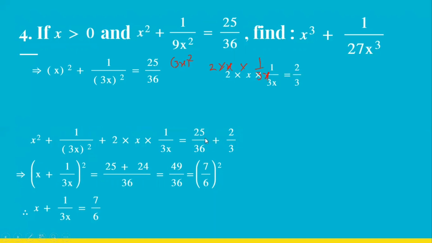Okay. Now 25 by 36 and the LCM. Here 3 should be multiplied by what to get 36? The LCM of 3 and 36 is 36. So 3 into 12 and 2 into 12. So 2 into 12, this is how we got this as 24. 25 plus 24 is 49. 49 upon 36, square root of 49. 49 is the square of 7 and 36 is the square of 6. So that is how we got the value of x plus 1 upon 3x as 7 by 6.